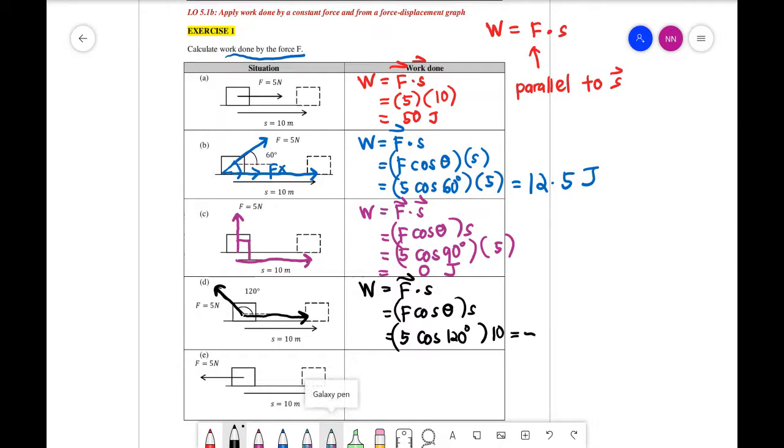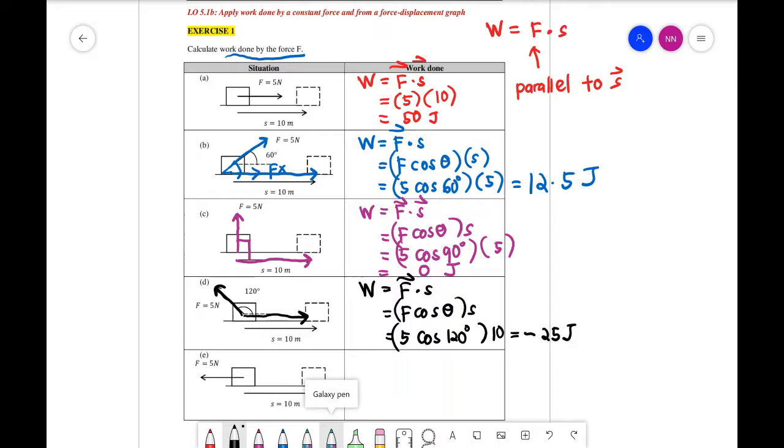Negative 25 joule. Work done is negative when work is done by the system. Work is done by the object to overcome the force F here, to move to the right.